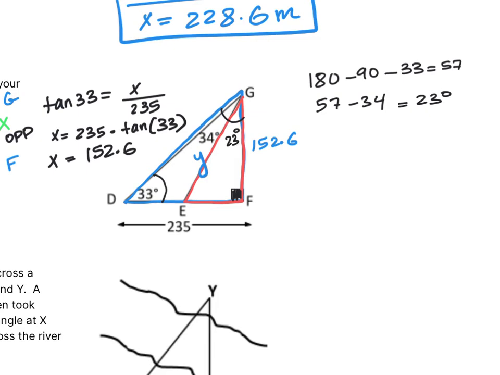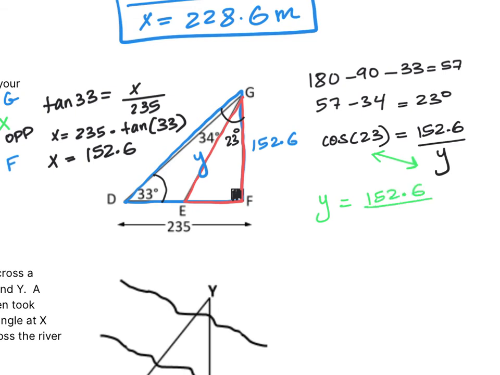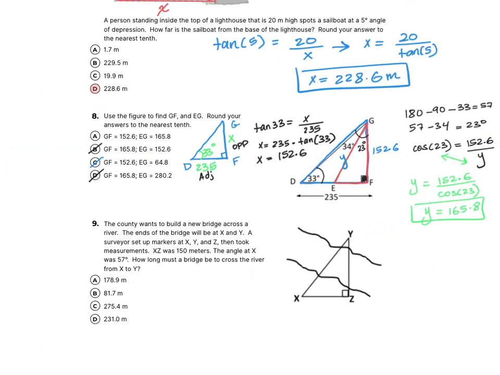So 152.6 is adjacent to angle 23. Y is the hypotenuse. So I'm going to do cosine of 23 is equal to adjacent over hypotenuse. You cross multiply and then divide by cosine. You can switch the place of y and the cosine. So y is equal to 152.6 divided by cosine of 23. And y is equal to 165.8. So that's the answer, it's A.